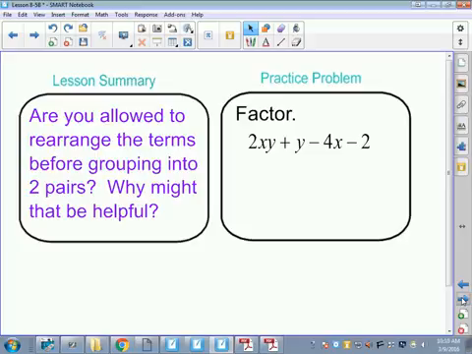So remember, 4 terms, group them into 2 and 2. I would be really careful on the sign for my second GCF. Watch that sign for your second GCF.